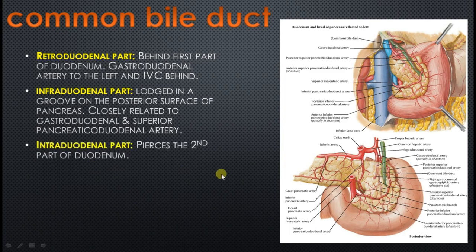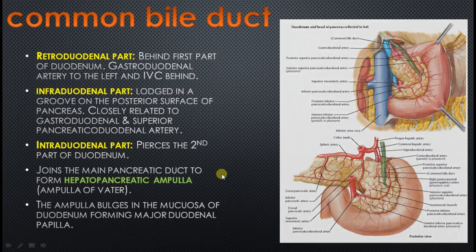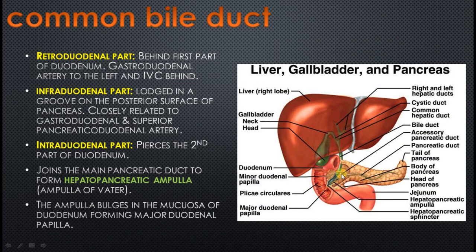Then, the intraduodenal part pierces the wall of the second part of duodenum, joins the main pancreatic duct and then forms a dilatation which is called the hepatopancreatic ampulla or ampulla of Vater. That bulges into the mucosa forming a papilla or raised margin in the mucosa, which is called the major duodenal papilla. The major duodenal papilla receives the opening of the hepatopancreatic ampulla. What is the hepatopancreatic ampulla? It is a mild dilatation formed by the union of the common bile duct and the main pancreatic duct.